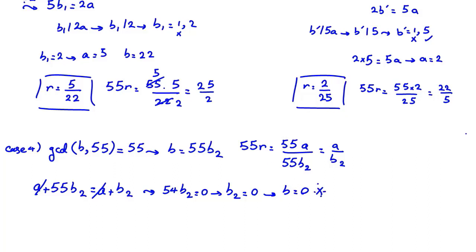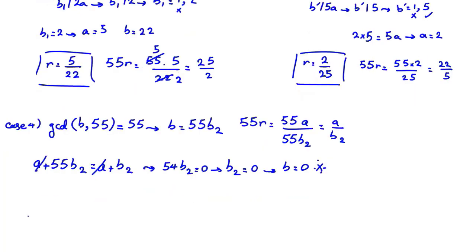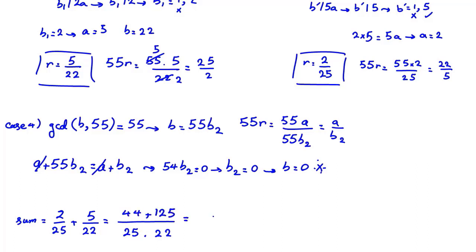So the two possible cases are these, and it says sum of them. Sum equals 2 over 25 plus 5 over 22. Now if we use a common denominator, it will be 25 times 22. 22 times 2 is 44. 5 times 25 is 125. So 5 plus 4, 9. 4 plus 2, 6. 169 over 25 times 2 is 50 times 11, it will be 550.